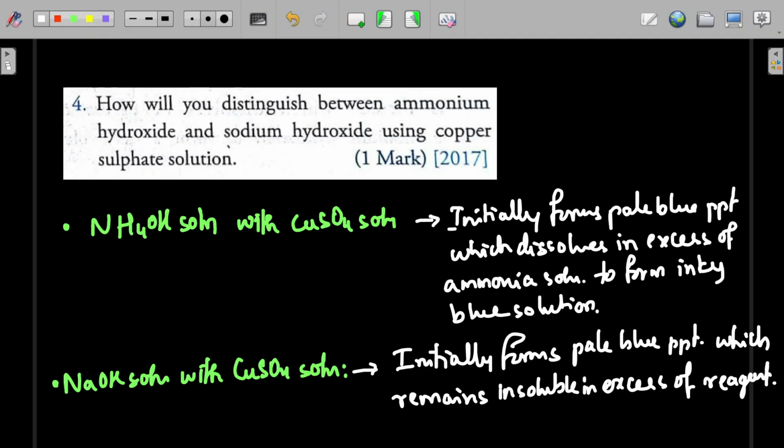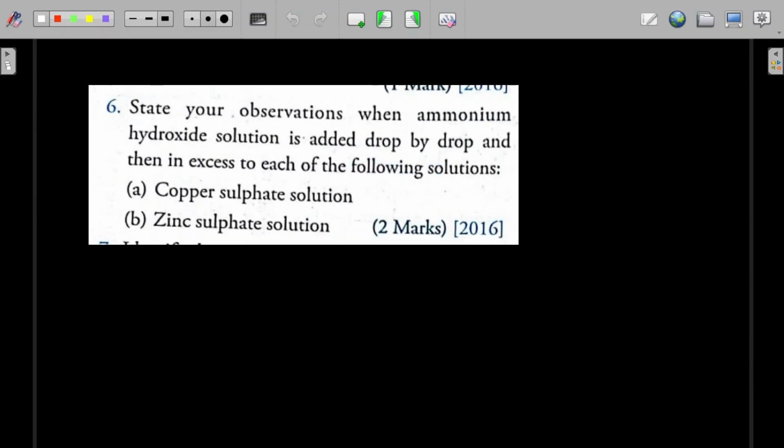They are asking you, you're taking copper sulfate. I'm giving you NH4OH and sodium hydroxide, but I don't know in which beaker which is there. So what you will do, initially add some amount of copper sulfate, NaOH or whatever reagent is there. Then you add excess. In which case you will get inky blue solution, that is NH4OH solution, right? And in which case it remains insoluble, that is NaOH solution. This is the meaning of distinguish. Okay. So state your observations.